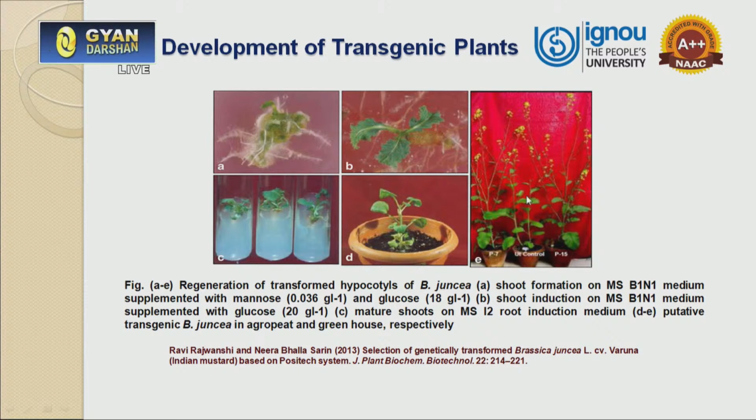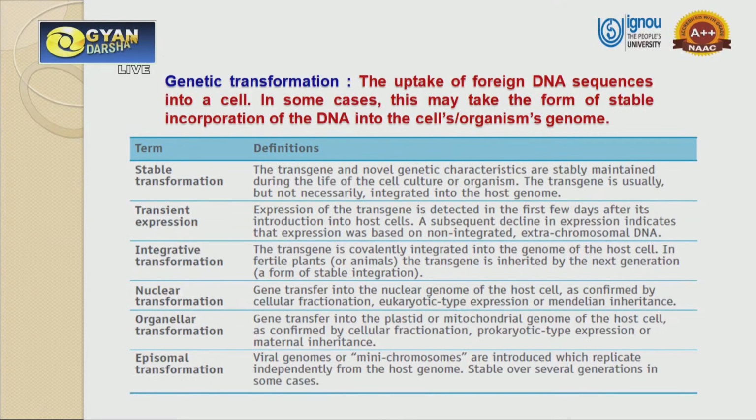So in this picture, you can see the center one is the control plant, which is an untransformed control, whereas the other two are the transgenic plants. You can see there is no difference in the morphology or the productivity of the plant when we develop them by the transgenic approach. So there are different types of integrations. These integrations can be stable transformation, meaning your gene of interest has been stably transformed into the genome or not. So there are different types of integrations of the transgene into the genome.